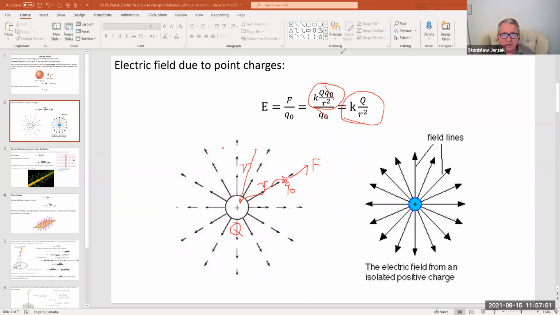So as you see, that electric field depends on square of the distance, 1 over R squared. So you see electric field decreases very quickly with the distance. So at this point, electric field is small, vector is short. At this point, electric field is stronger, that vector E is larger. At this point, electric field would be even stronger, but electric field is always radially away from that positive charge.